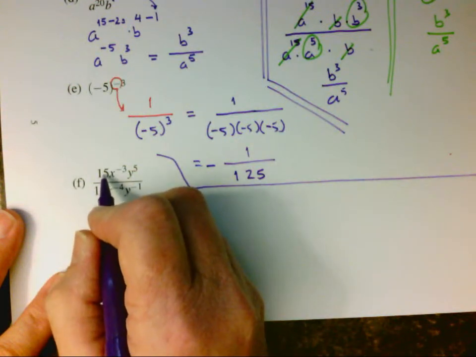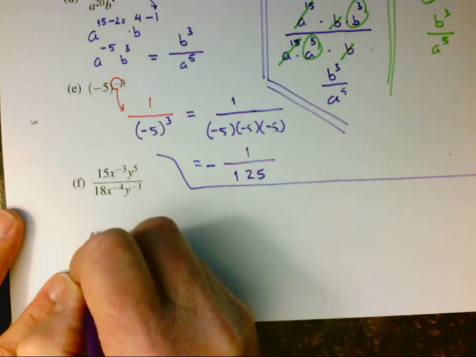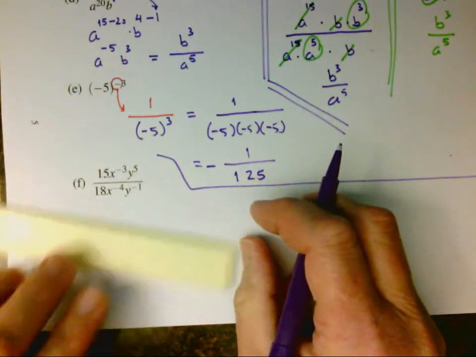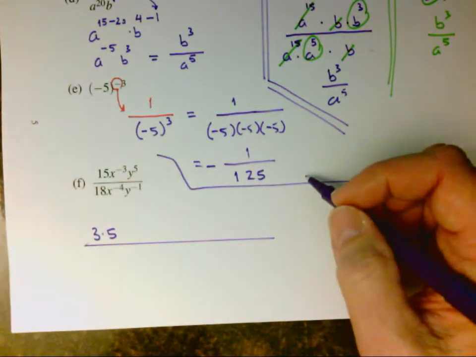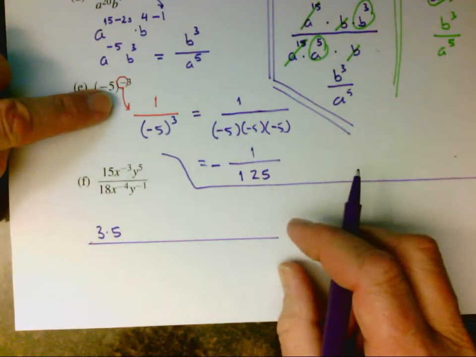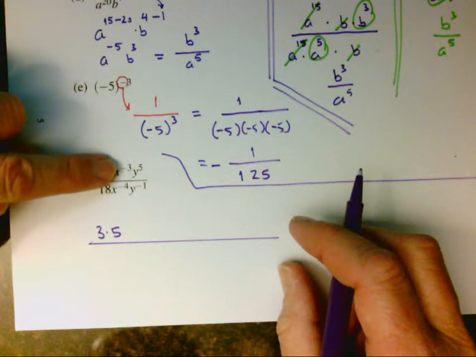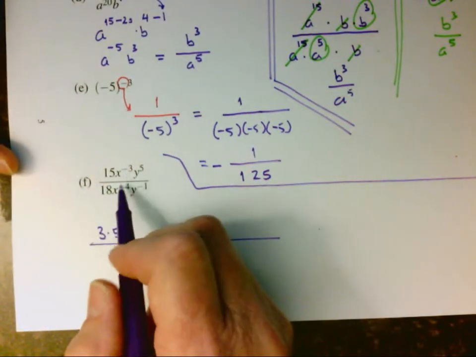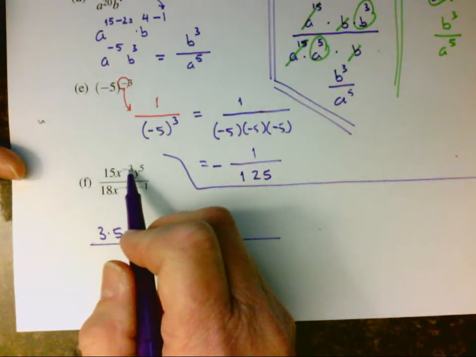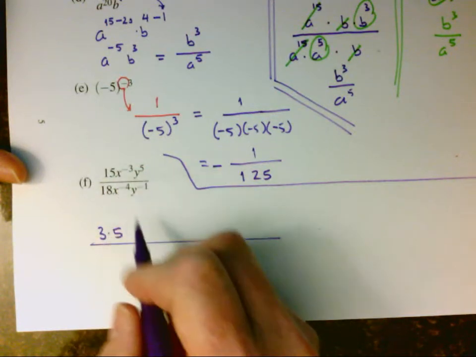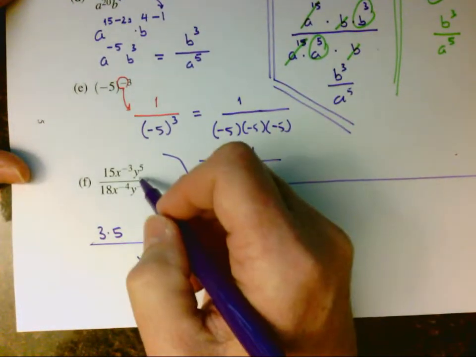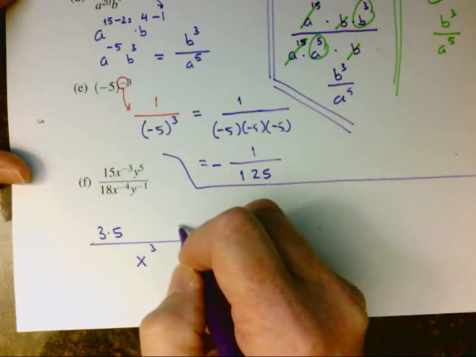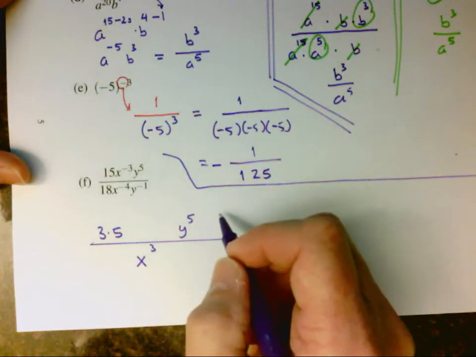15 and 18 have a common factor. So I'm pre-processing the numbers first. 3 times 5 makes 15. And then I'm using this property of negative exponents. A negative on the 3 means shove it to the denominator. So that means that x cubed will show up in the denominator. A y to the 5th stays where it is.